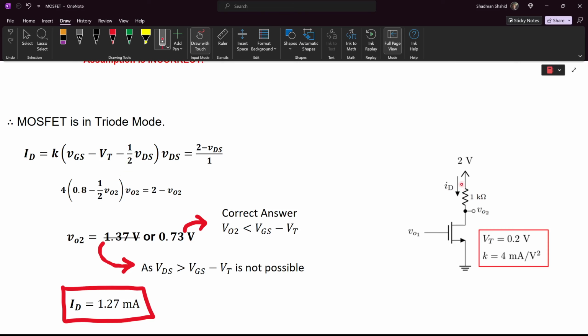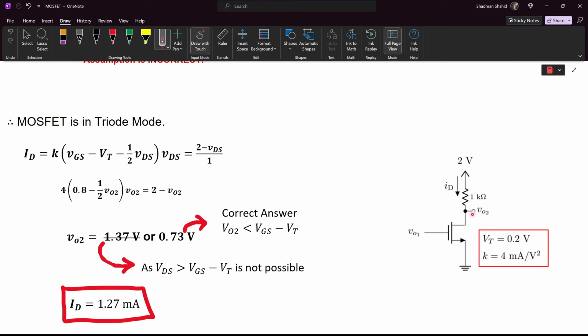Now we can write down the value of the current ID as per the Ohm's law applied across this 1 kilo ohm resistance. Now, what is the value of ID according to Ohm's law? According to Ohm's law, ID will be equal to 2 minus VO2 divided by the resistance 1 that we find here. If we equate this with the expression of current ID, we find that VO2 can have two possible values. It can either be 1.37 volt or it can be 0.73 volt.